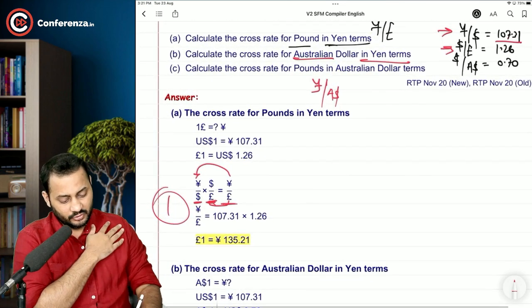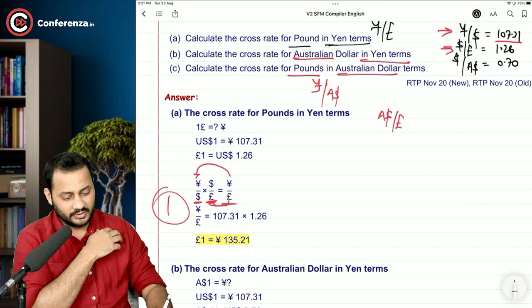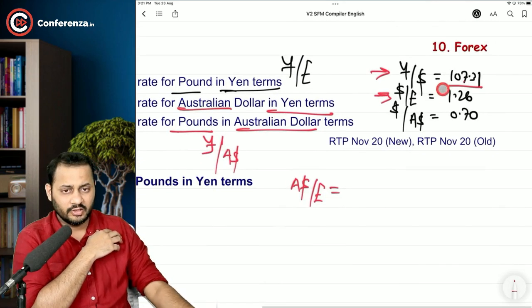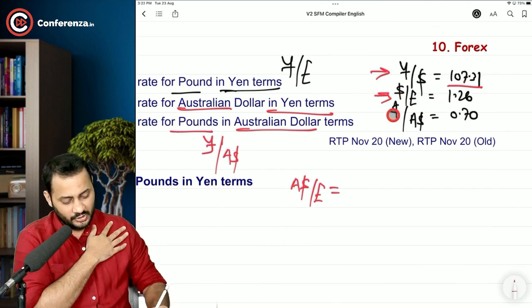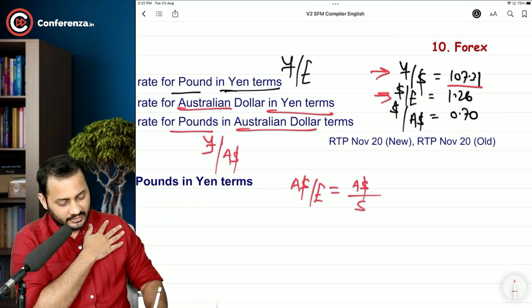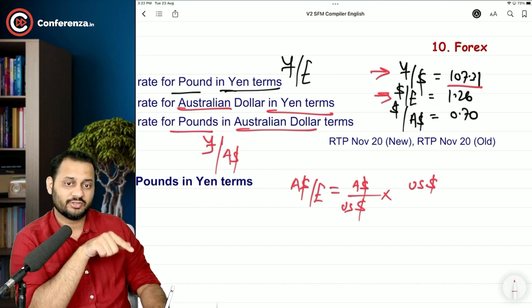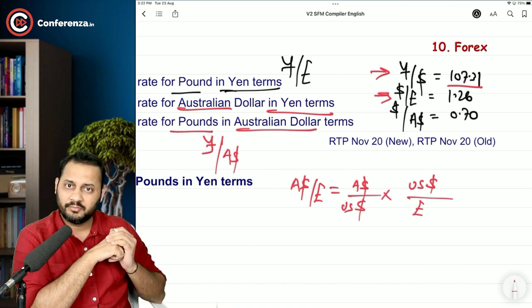Now, calculate the cross rates for pound in Australian terms. Pound in Australian terms means Australian dollar per pound. For that purpose, you can clearly see, what is the common currency in Australian dollar and pound? It's the dollar. But the main problem is dollar is the price currency in both. So let's frame an equation. Australian dollar has to be the price currency. The other currency will be US dollar. So I will write down US dollar multiplied by US dollar, which should become the price currency in the other quote because it is already the base currency in the first one, and the third one is the pound.